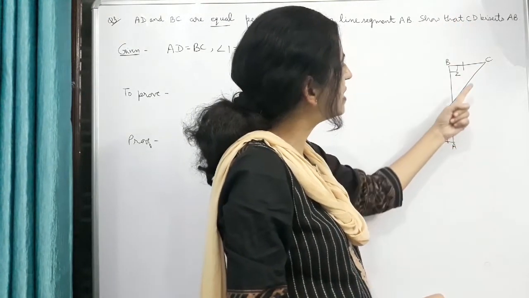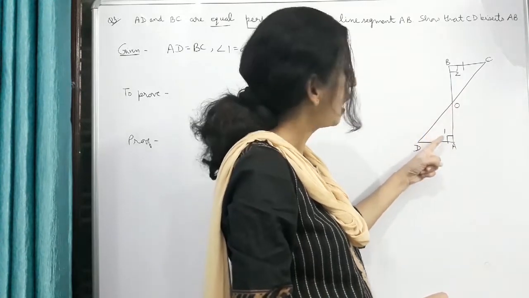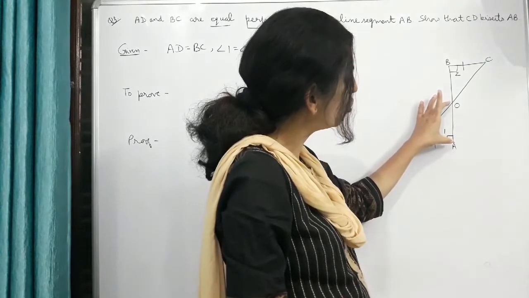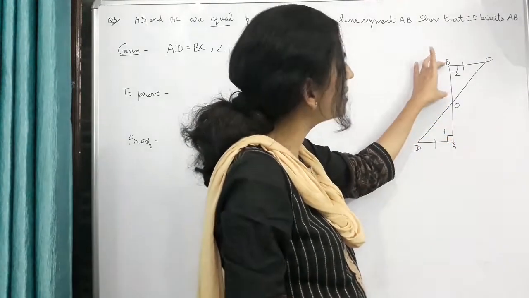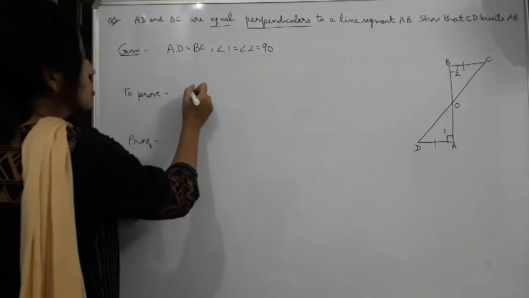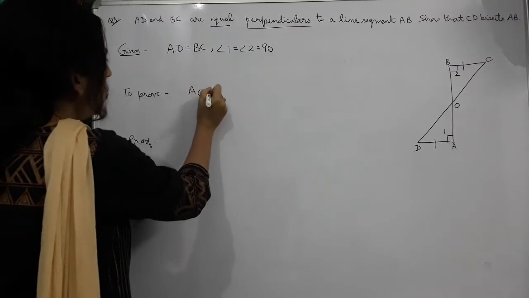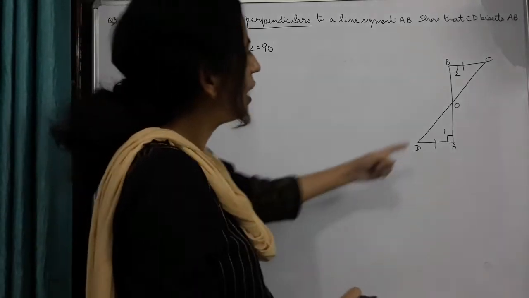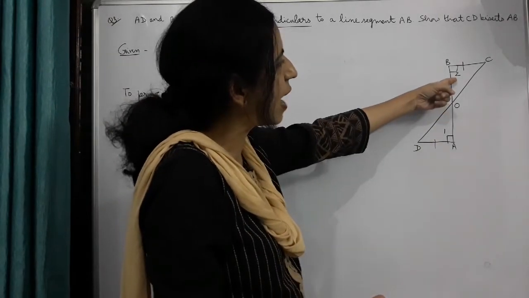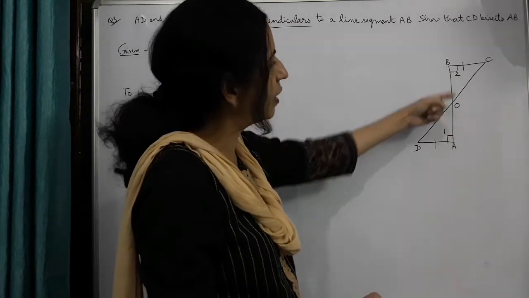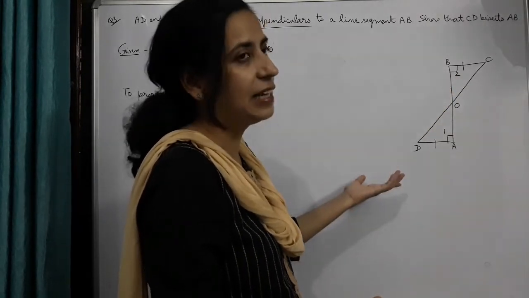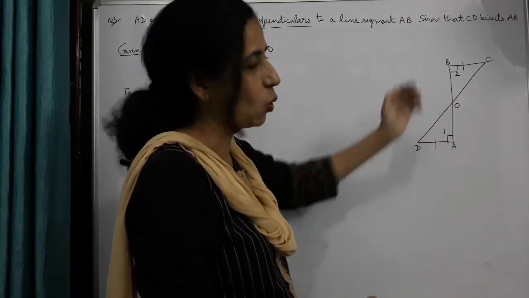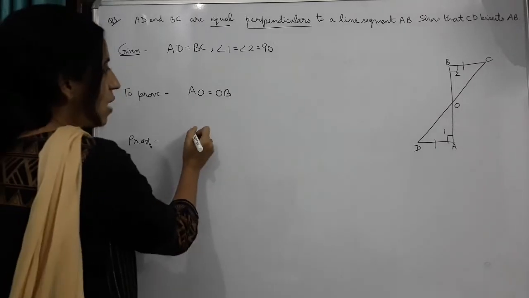That is, CD is bisecting the line segment AB. That is, we have to prove that AO is equal to OB. Now what we will do, we will try to prove these two triangles to be congruent. And if the triangles are congruent, then definitely by CPCT we will get that AO is equal to OB. So let us take these two triangles.